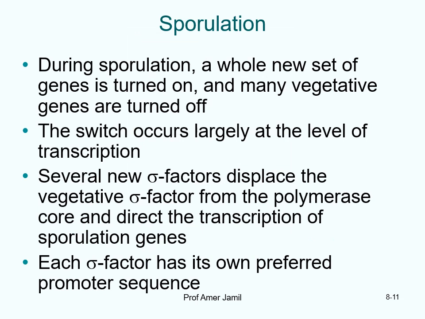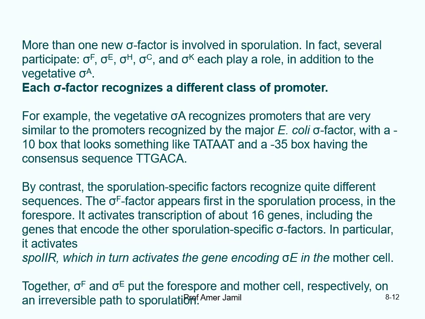So during sporulation, a whole new set of genes are required and they are turned on. And many vegetative genes are turned off as they are no longer needed. So this switch occurs largely at the level of transcription. Several new sigma factors displace the vegetative sigma factor from the polymerase core and direct the transcription of sporulation genes. Each sigma factor basically has its own preferred promoter sequence. More than one new sigma factor is involved in sporulation.